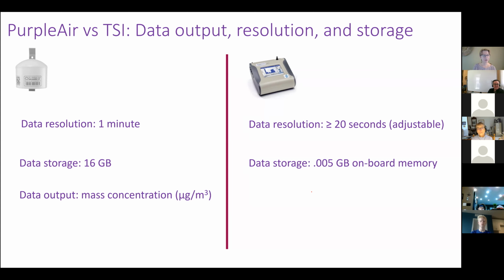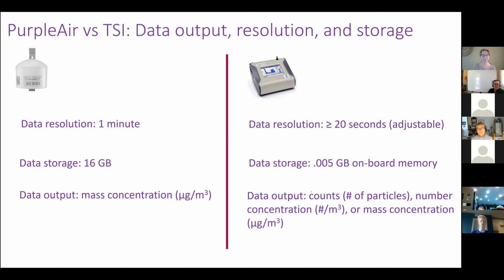And next, for the units with data output, the PurpleAir sensor gives us mass concentration units only, whereas with the TSI sensor, we can choose what units we want our data output to be. So this can be either counts, number concentration, or mass concentration. And I know units are not everyone's favorite thing, but as a chem major, they happen to be something that I'm very fond of and they're very important. So we're going to talk a little bit more about these sensors and how to convert them.